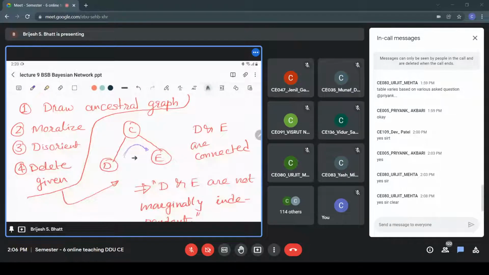Right? So this will also help us in understanding the difference between marginal independence and conditional independence. Conditional independence is, given some variable, they are independent. Given that you have seen the C, D and E are independent. But if you ask whether D and E are marginally independent, then I will say no. Hold on here for 1 minute and ask me if you have any questions.